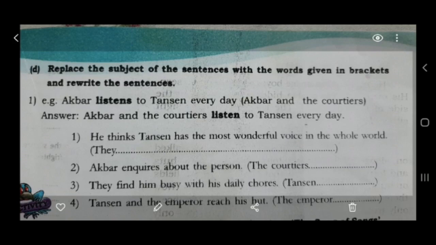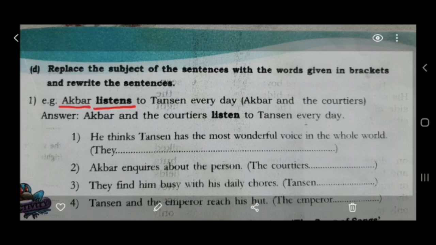Now listen, what's the question? Replace the subject of the sentences. Akbar listens to Tanzan every day. Which is the subject here? Can you tell? Which is the verb here? Yes, listens. That is the verb. അതാണ് അവിടെ ചെയ്യുന്ന ആക്ടിവിറ്റി അല്ലേ, ഒരു വർക്ക്. ലിസൺ ശ്രദ്ധിക്കുന്നു എന്നുള്ളത്. And what is the subject here? Yes, Akbar is the subject.